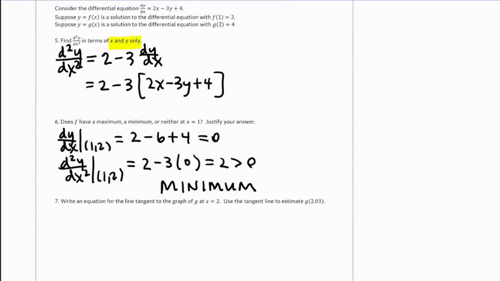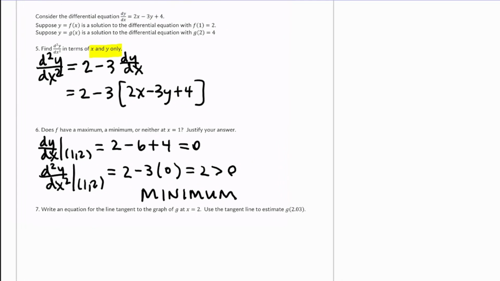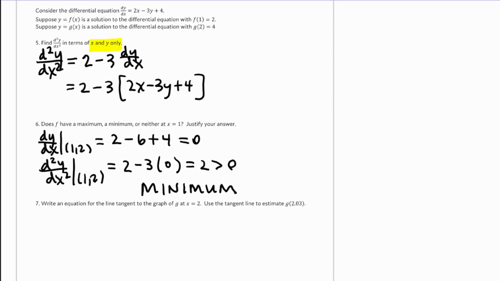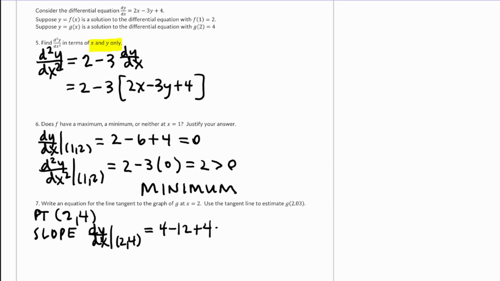Okay. Now we're going to write an equation for the line tangent to the graph of g at x equals 2, and we'll use the tangent line to approximate g of 2.03. Alright, so we're going to use the point (2, 4) because g of 2 is 4. And for the slope, I'll plug into dy/dx. That's going to be 2x minus 3y plus 4. So that'll be negative 4.